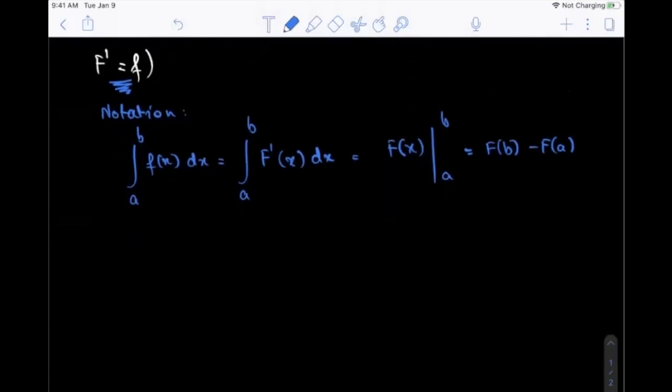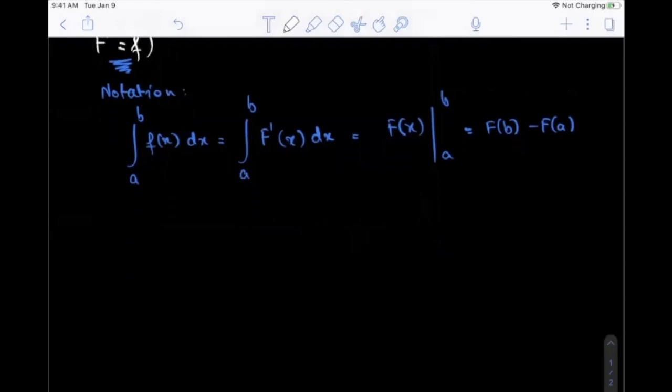Alright, so let's take a look at the first example. Should be very straightforward. You don't have to find the antiderivative anymore. Now it's just the job for you to evaluate the antiderivative at the limits of integration. Okay. So, example: evaluate the integral from 1 to 3 of e to the x dx.